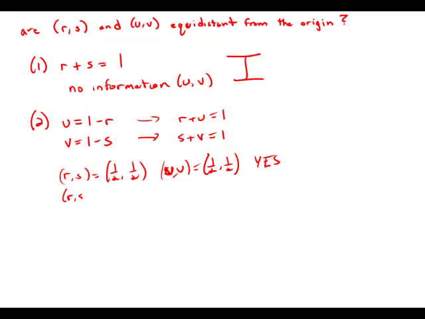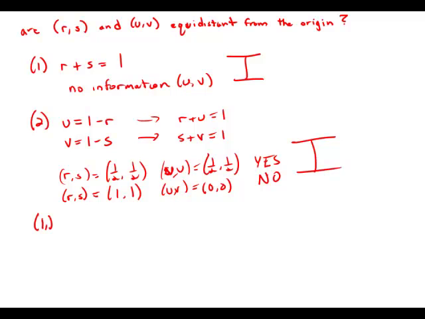But if I pick the point RS equals 1, 1, well then that would mean that UV equals 0, 0. And 0, 0 of course is at the origin, and 1, 1 is not at the origin, so these points are not equidistant from the origin. So that would give an answer of no. And so it means that different values that I could pick will give different answers to the question. And right there, that's a sign that the information you have is insufficient. So statement number 1 and statement number 2, both insufficient.